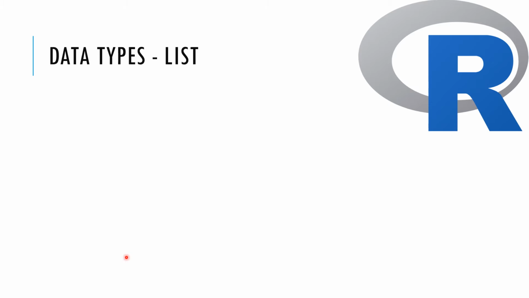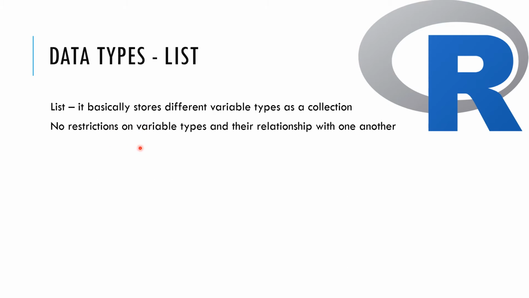So another data type is list. And what is a list? Basically it's a collection of different variable types. Now just like a data frame, this also contains variables of different types, like one variable could be numeric, another logical, and yet another character. However, unlike a data frame, these variables need not be related to one another. In a data frame, they must be related to one another, but in a list, they need not be related to one another. Let's look at one example here.